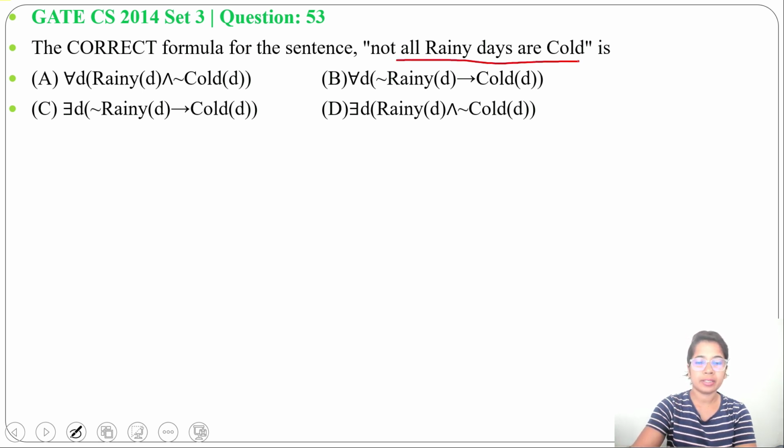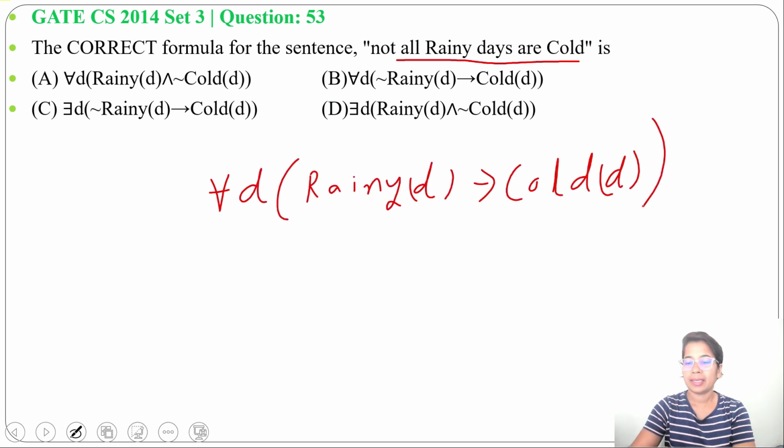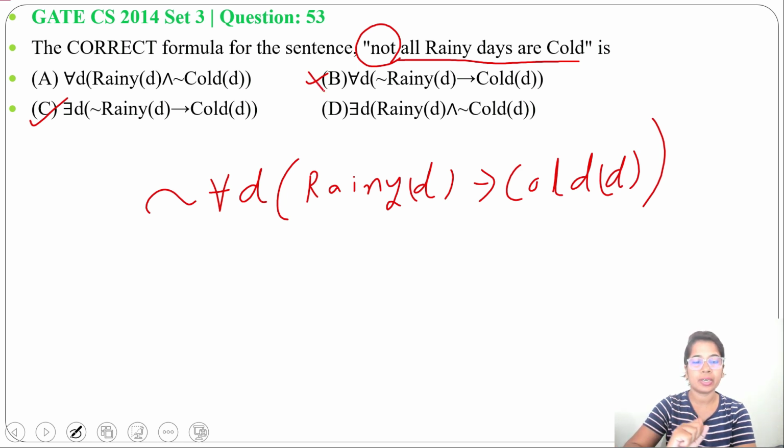We can write it as for all D, rainy D implies cold of D. So for all days, if it is rainy, then it is cold. Now here it's written, not all rainy days are cold, so we'll add a negation. Two options are in implication format, option B and option C. Now option B, for all D, negation of rainy D implies cold D. This is not the same, so option B is not the answer.